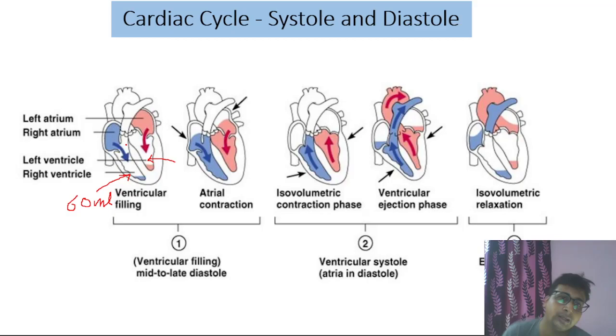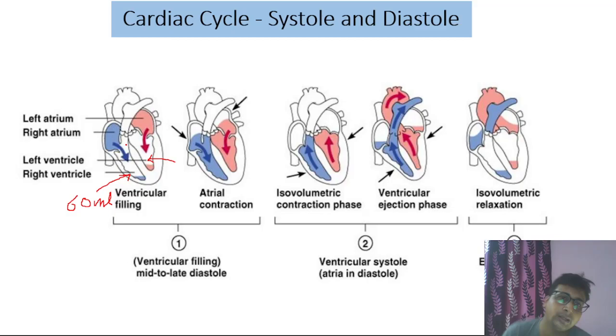Then comes our next step, that is the systole of the ventricles. The ventricles contract and the blood then flows outside towards their respective destinations. On the right side, the blood will flow into the lungs, and on the left side, the blood will flow towards the body.